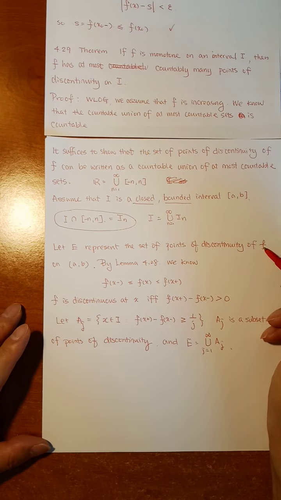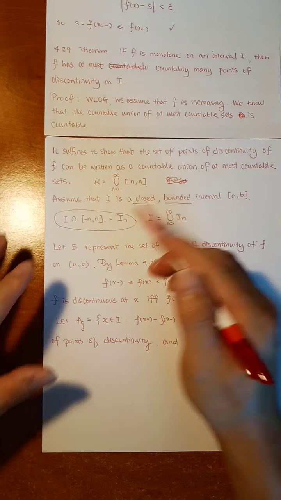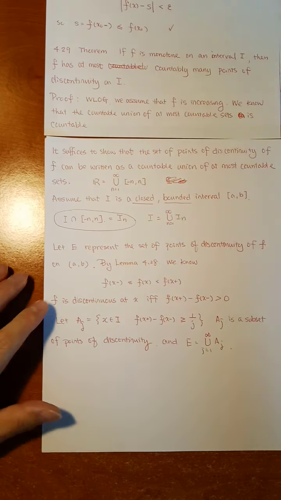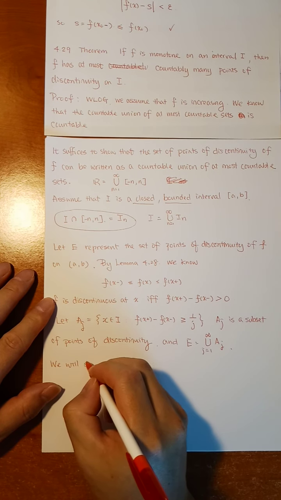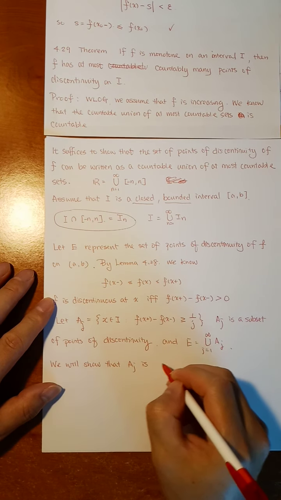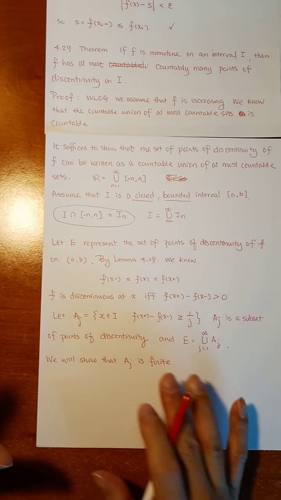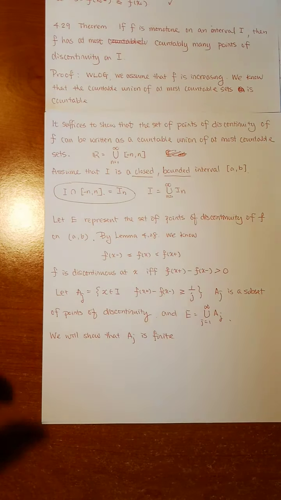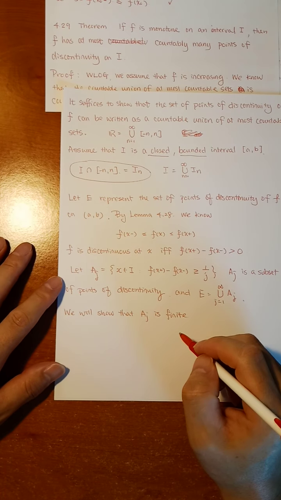If E is at most countable, then we can see that I_n is at most countable, and then if you union them, you will get that I is at most countable. But in fact, we're going to show that A_j is finite, which is even stronger. At most countable is enough, but this is finite in fact. Finite is also at most countable, right? We will show that A_j is finite.